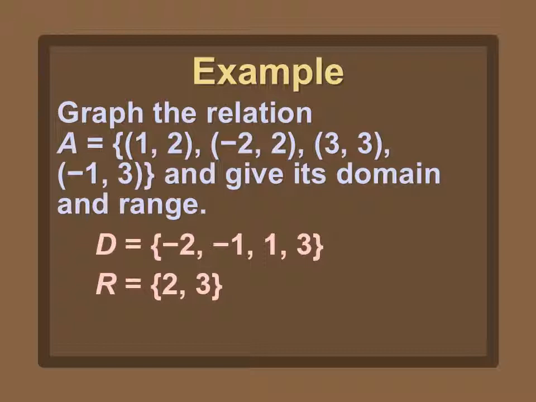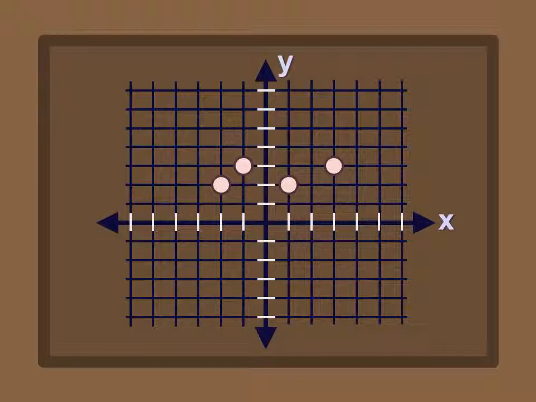So now we have to graph the relation. In order to graph the relation, we just graph the points. We graph 1, 2. We graph negative 2, 2. We graph 3, 3. And we graph negative 1, 3, which is shown here. Those are the points graphed.